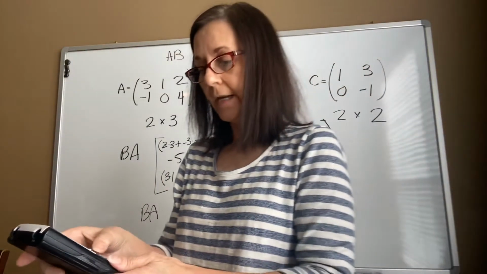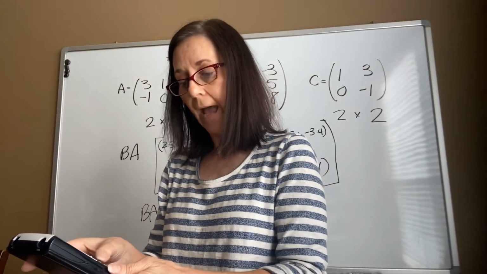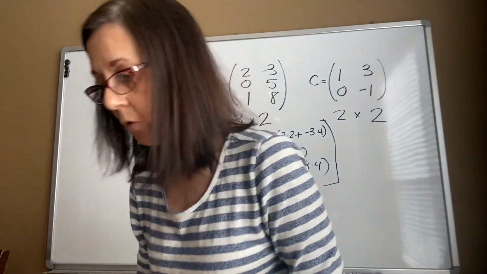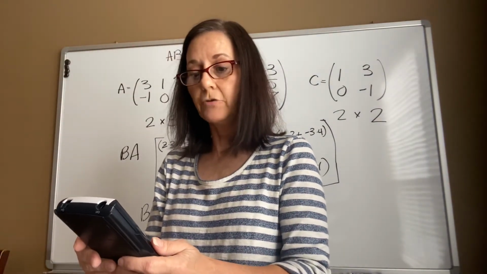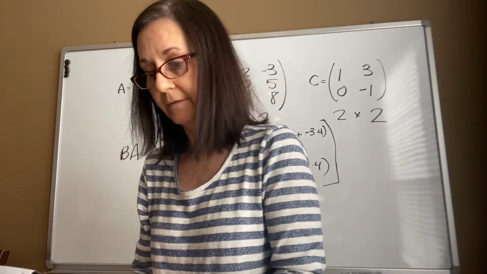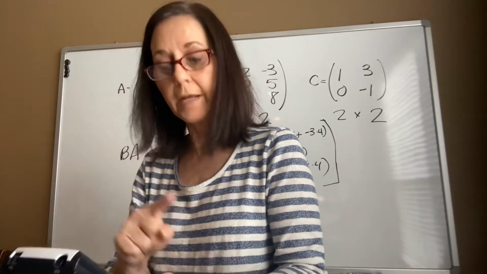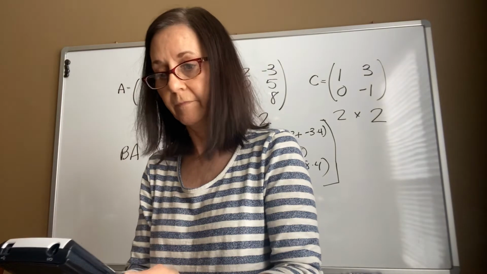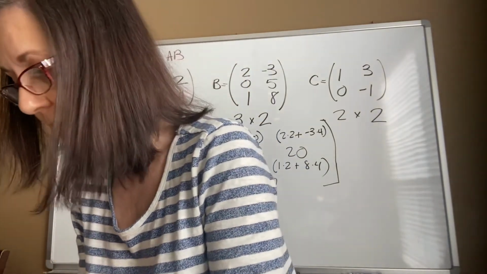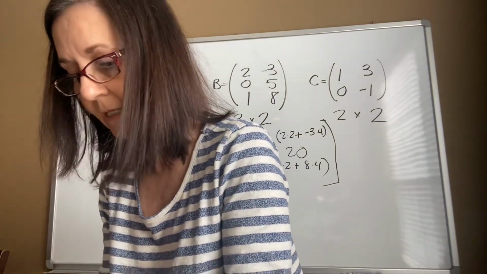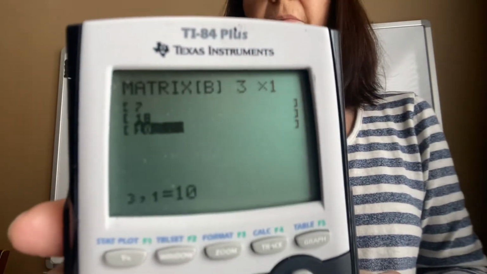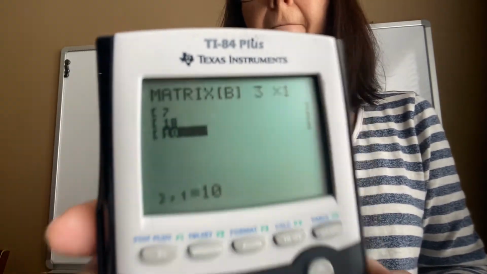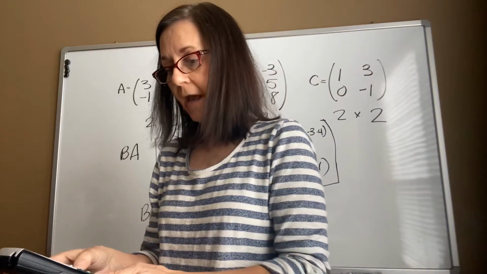Now I'm going to quit out of that, and I'm going to go back to matrix and enter the cost per hour as matrix B. And it is a 3 by 1. And so we'll enter 7, 18, and 10. And this is matrix B. So I'm going to quit out of that.